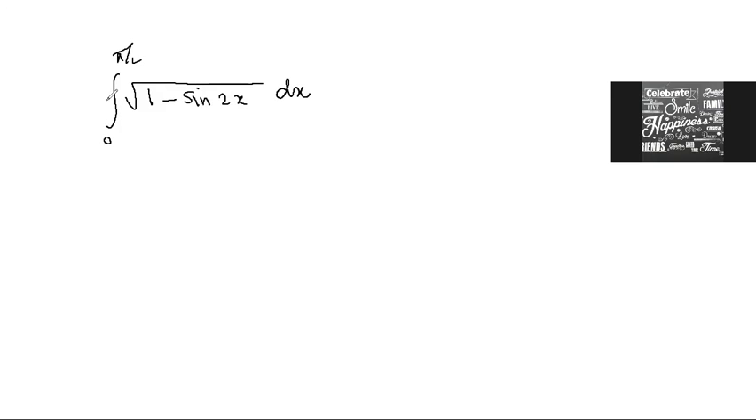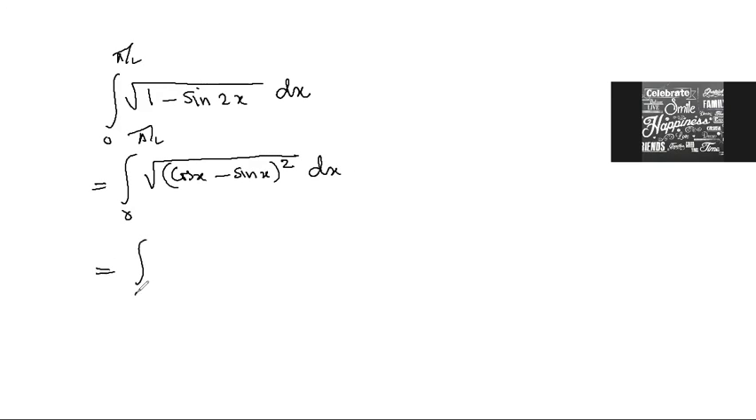First, you have to tell me, how do you integrate the root of 1 minus sin 2x? Very good, it is the modulus of cos x minus sin x, the whole square. This can be written as the root of cos x minus sin x the whole square, and that is nothing but the modulus of cos x minus sin x dx.